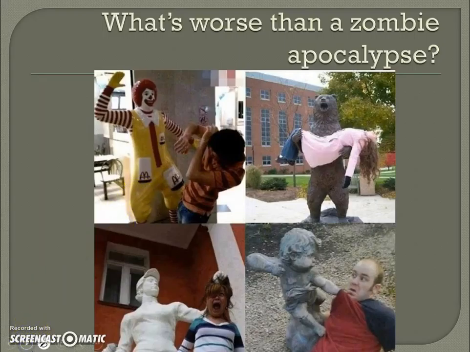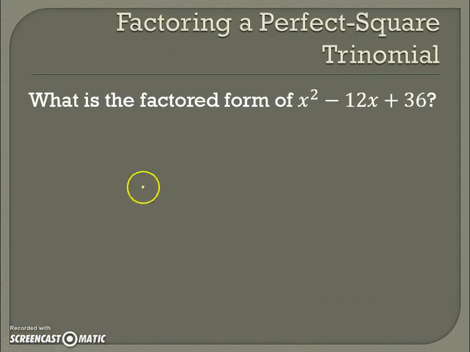All right, so here we go. Factoring a perfect square trinomial. It says, what is the factor form of this? I need to be able to recognize this as a perfect square and this as a perfect square. This, by the way, is always going to be plus. This is going to determine our sign. So we're going to just try this out here.